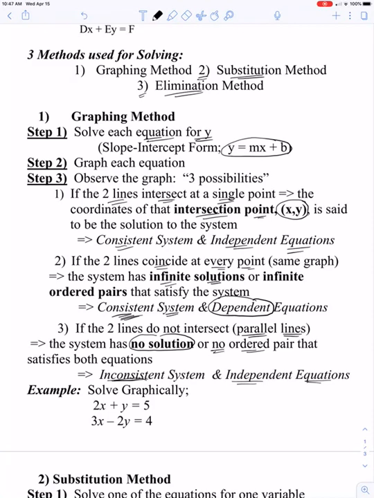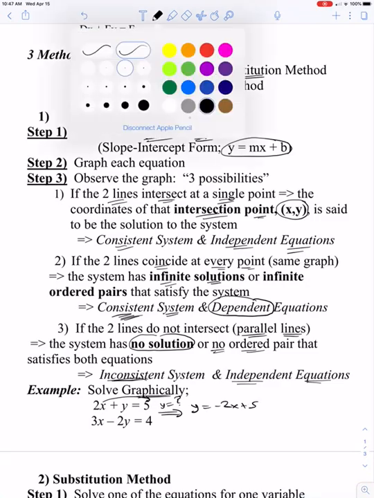So let's solve this first system. Here's a system of two linear equations with two variables, x and y. Let's see if we can find an ordered pair, x and y, that satisfies these two equations. Is it one, is it infinite, or is it none? Our first step, since we're going to solve this graphically, is to get it in graphing form, y equal form. So let's solve for y. We'll move the x term over, so it'll be y equal to negative 2x plus 5.